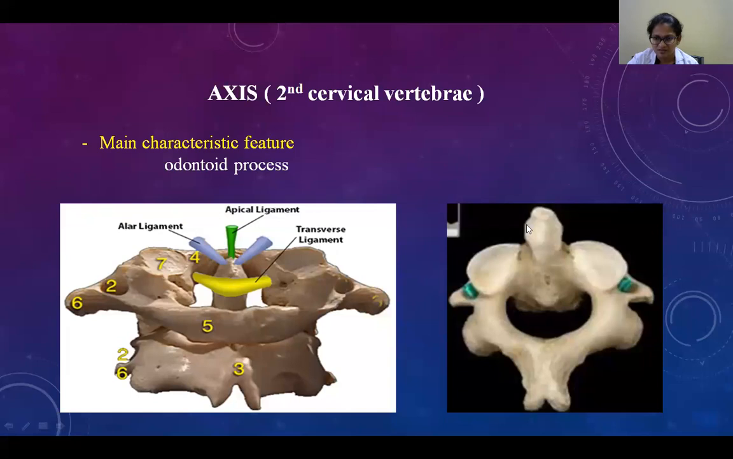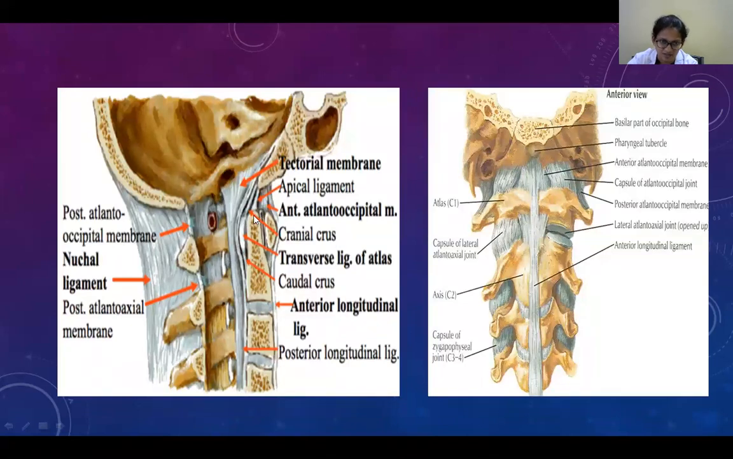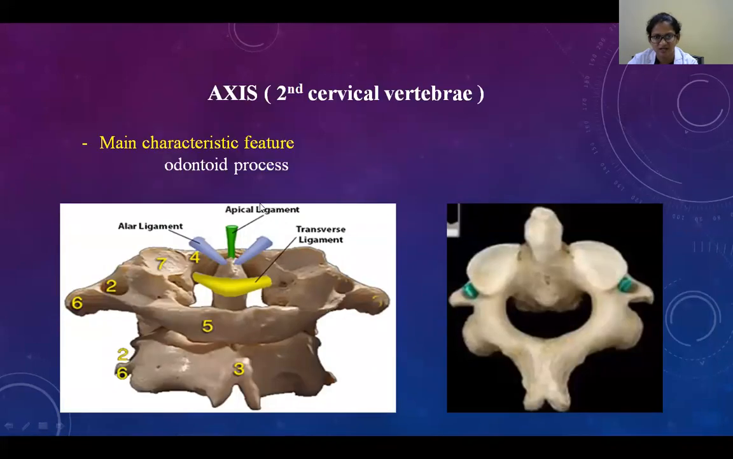Now, what are the attachments for the odontoid process? The tip of the odontoid process gives attachment for the alar ligament. See, this is the apical ligament, not the alar ligament, the apical ligament. The tip of the odontoid process gives attachment for the apical ligament. This is the odontoid process, and this is the body of the second cervical vertebra.